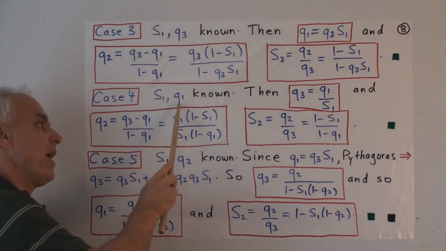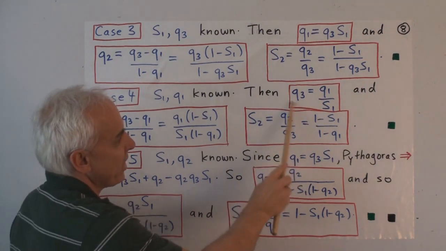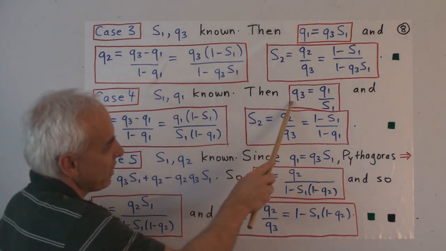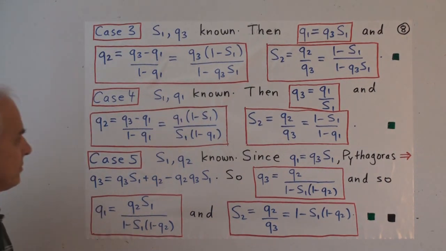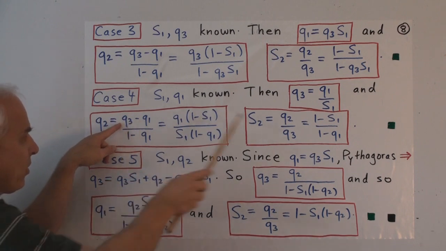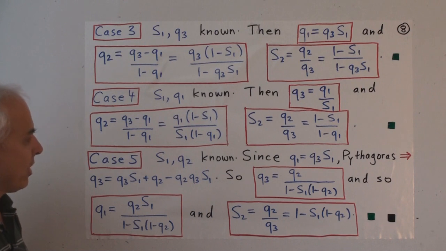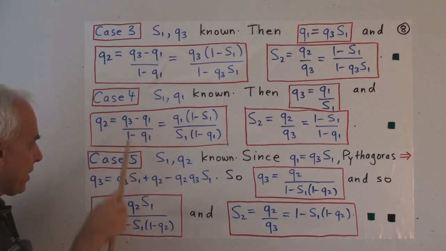Now the case when S1 and Q1 are known. Alright, so here's again Thales' result, a little bit rewritten, now showing that we can find Q3 in terms of Q1 and S1. So Q3 is known. Here's that same formula for Q2, and now we're going to replace the Q3 with Q1 over S1. Well, there's a fraction there, Q1 over S1. So we want to multiply top and bottom by the denominator S1. So that will clear that fraction.